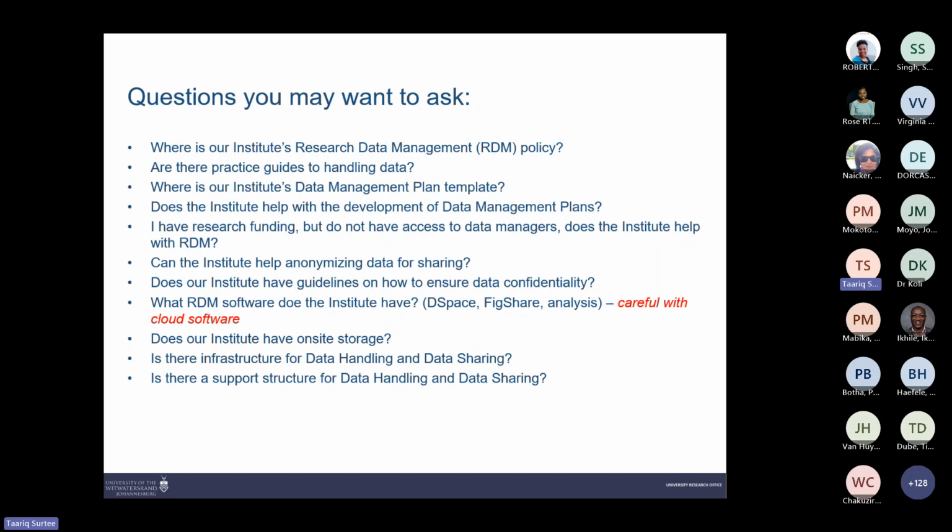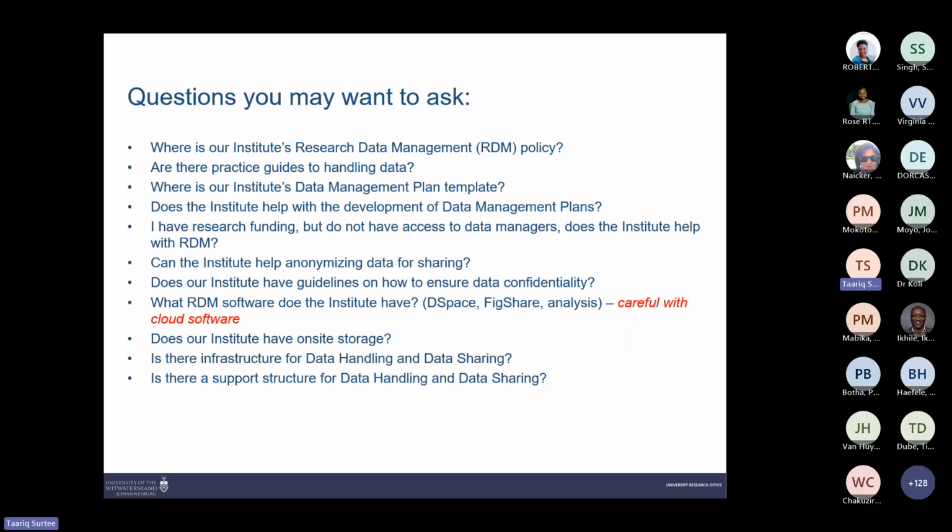The last question I put there is: is there a support structure for data handling and data sharing? A support structure is needed because we're not all data experts. We don't know how to use Globus or this tool or that tool. What is available in the university? There may be formal training, or there may be people who have been using these tools for a long time and are happy to share their experience and advice with you and do a little bit of training for you.